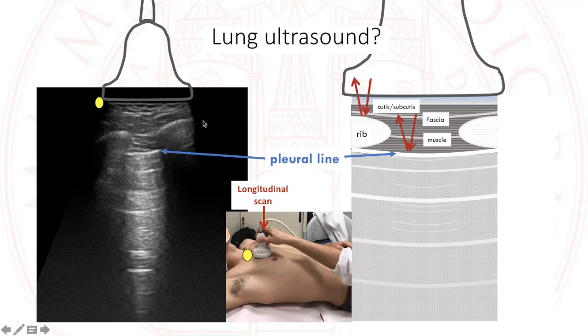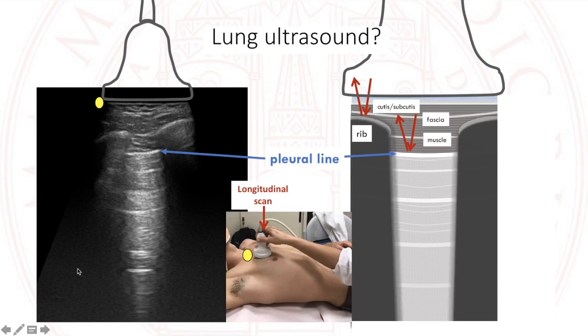Behind the ribs, as we said, we find acoustic shadowing and we cannot see what's behind. This other hyperechoic layer here is called the pleural line. It is an artifact. It is made by the sum of the two pleural layers, the parietal and visceral layers of the pleura, and the air which is just beneath it.